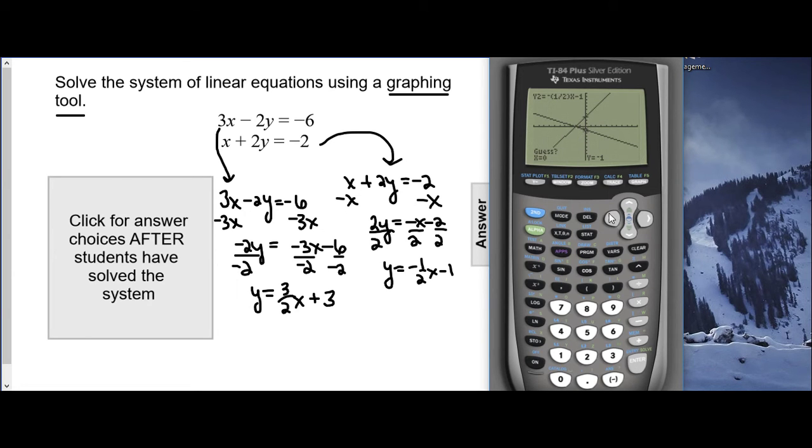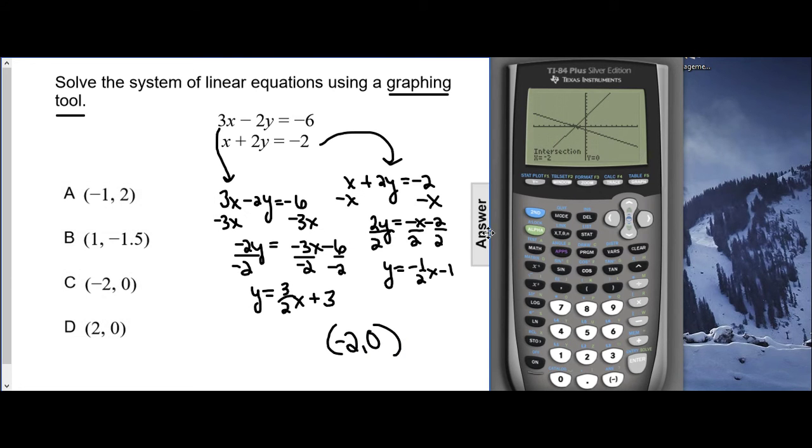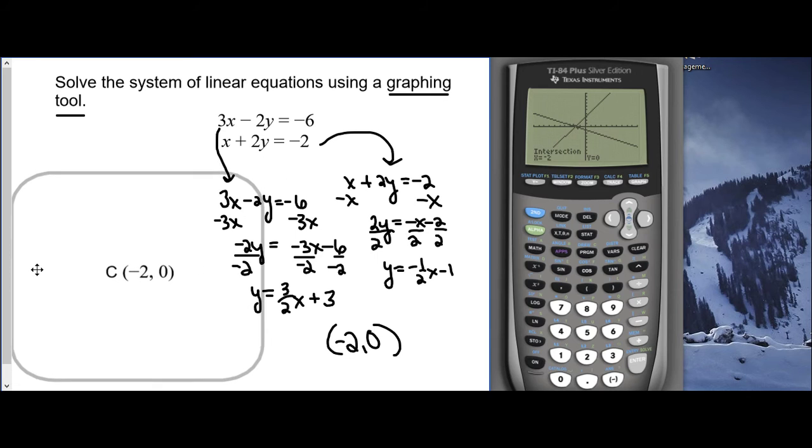Then I'm going to use my right and left arrows to move my cursor to be right about where I think the intersecting point is. So I think it's about there. So I'm going to hit enter. Now on the bottom of the screen, it says the intersection is x equals negative 2 and y equals 0. So putting it together as an ordered pair would be negative 2, 0. And looking at our answer choices, that would be C. So that's the graphing calculator.